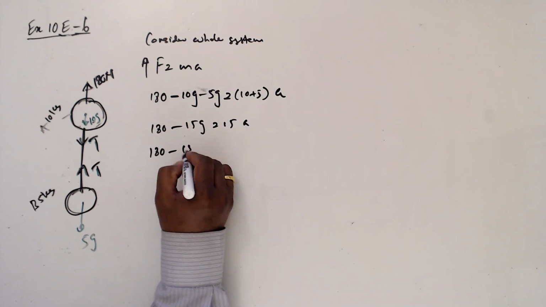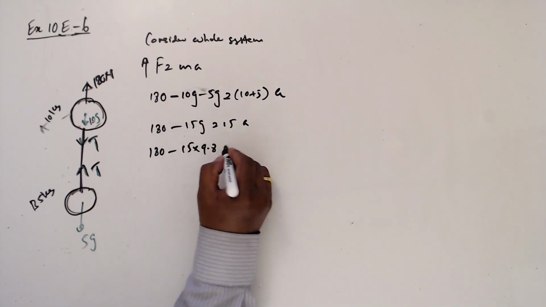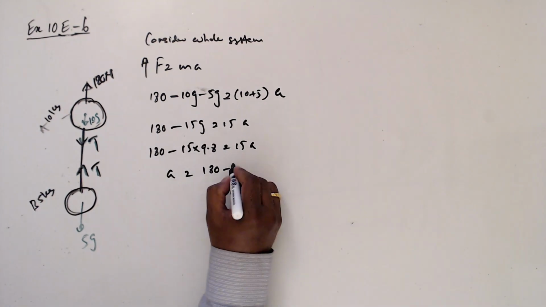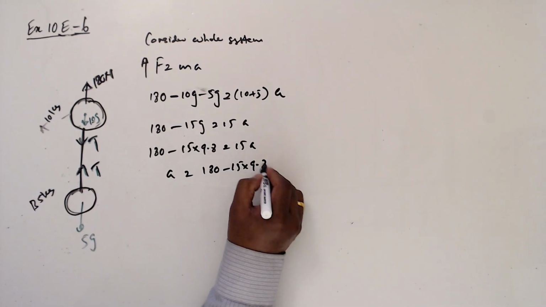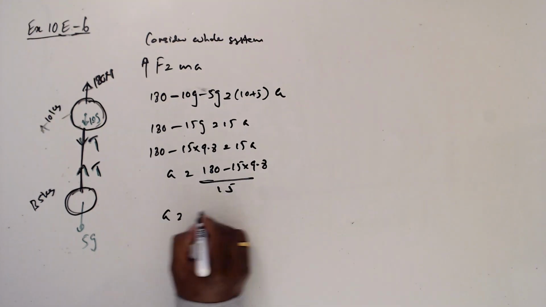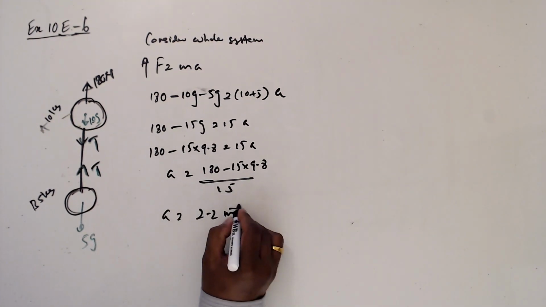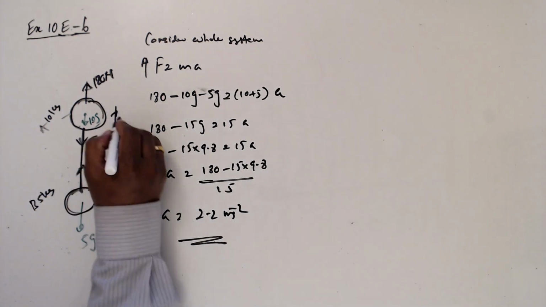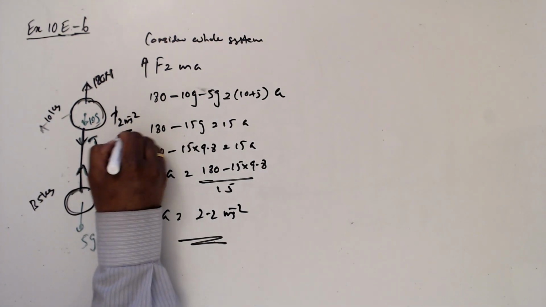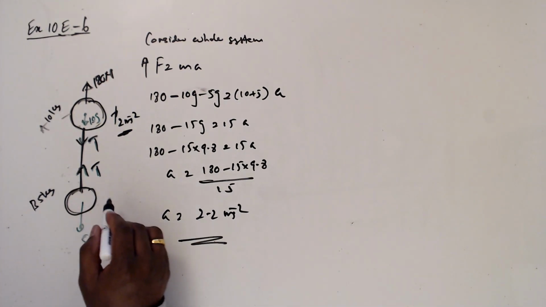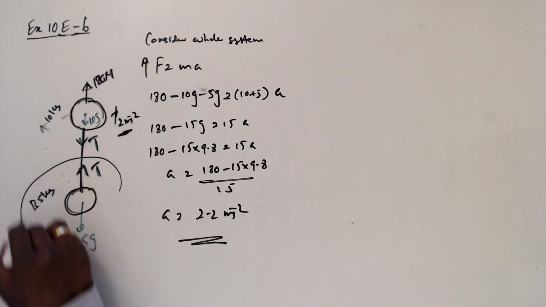So with g as 9.8, a equals 180 minus 15 times 9.8, divided by 15. So a is 2.2 m/s². Now we know the acceleration, that is 2.2 m/s². Now we need to find the tension. So I will pick up this one.